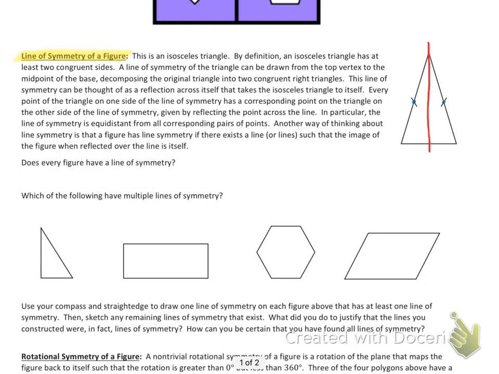All right. Now, here's the main takeaway also. Down at the bottom, it says another way of thinking about line symmetry is that a figure has line symmetry if there exists a line such that the image of the figure when reflected over the line is itself. That's a really wordy way of saying this. A line of symmetry is a line of reflection.